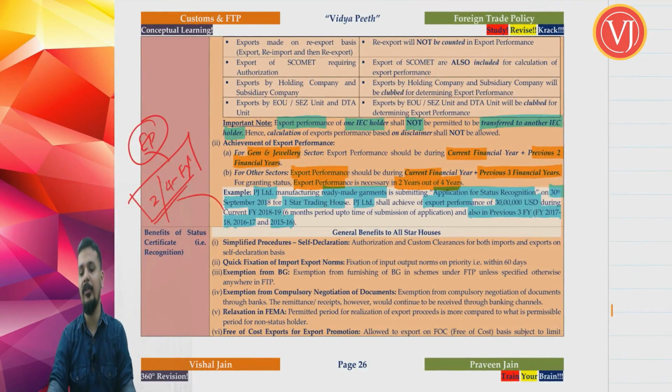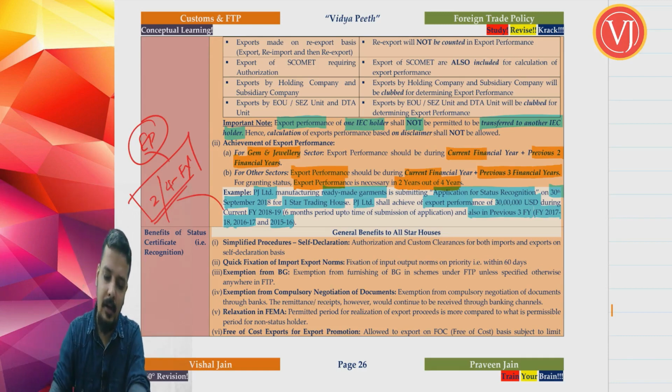That's all about your calculation part, which is being repeatedly asked. Now friends, if you ask what are the advantages of export house, why should I apply for status recognition, 1-star export house, 2-star export house, etc., etc.